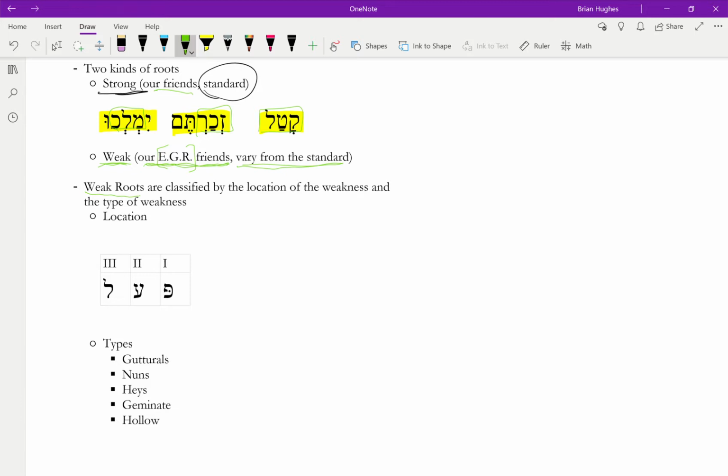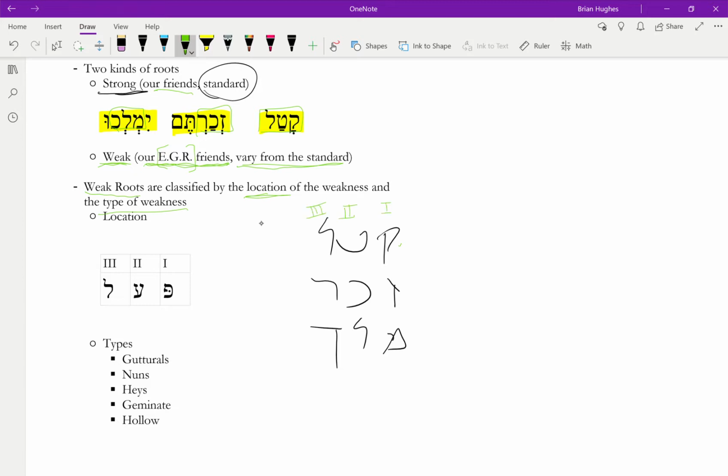So we have two markers to classify a weakness of a root: the location of the weakness and the type of weakness we're talking about. When I say location, I mean which root consonant are we dealing with? Remember Hebrew generally is a triconsonantal system, so we learned katal, which means to kill, zachar, melech, things like that. So normally we have three root consonants in the root of the verb, and we classify the position of the consonant in relation to those three.